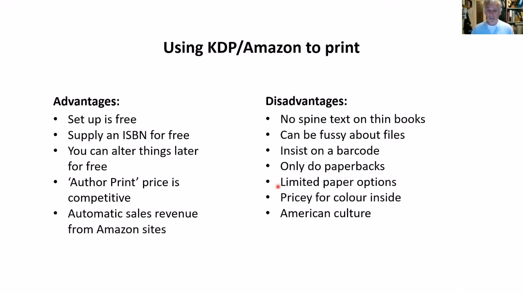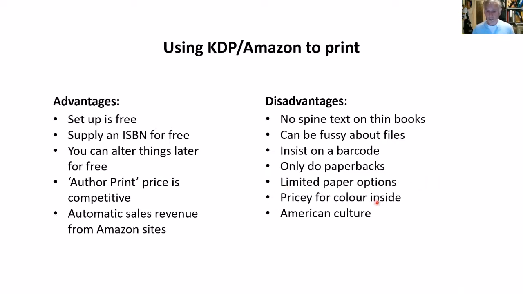Equally, they don't have very many choices as to the sort of paper you can use inside your book. In fact, the choice is two, white or off-white. I know you've probably seen books in bookshops that look very thick for the number of pages that are in them, and that's because they've chosen to use thick paper. But you can't do that with this system. You have to have what they've got.